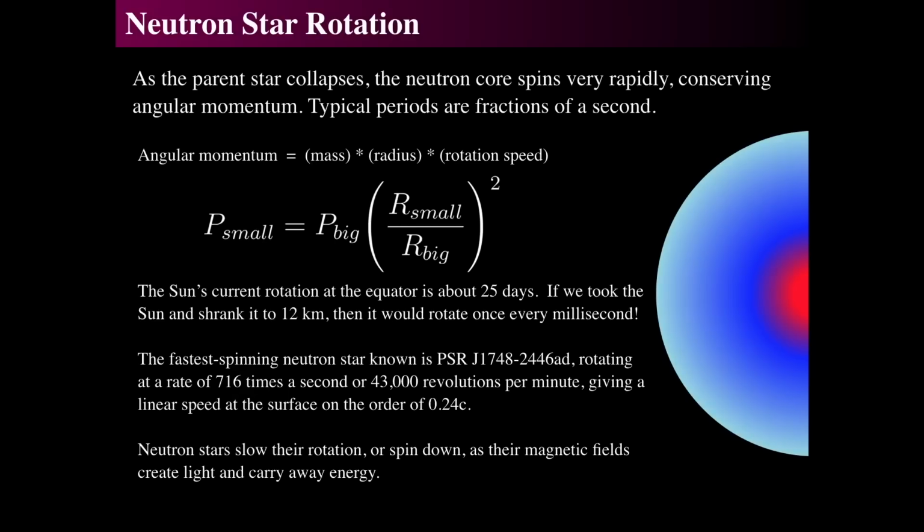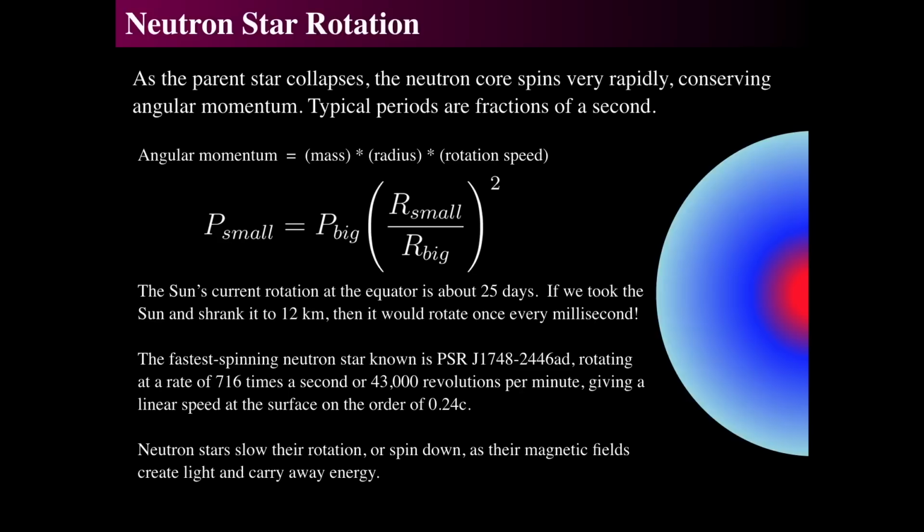So if you took the sun, which is rotating at the equator every, say, month or so, and if you shrank it to the size of 12 kilometers, it would be spinning about every millisecond or so. And the fastest spinning neutron star is that one with that crazy name, and it rotates about 43,000 revolutions per minute, or 716 times a second. That neutron star is actually spinning faster than a helicopter blade. Helicopters don't spin 700 times a second. They spin a few times a second. They do not spin that fast. So neutron stars, things more massive than the sun, spin faster than helicopter blades. In fact, the linear speed of that neutron star is about a quarter of the speed of light. That's how fast it's rotating.